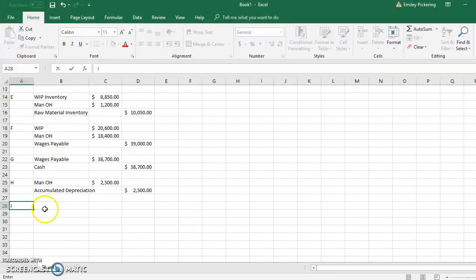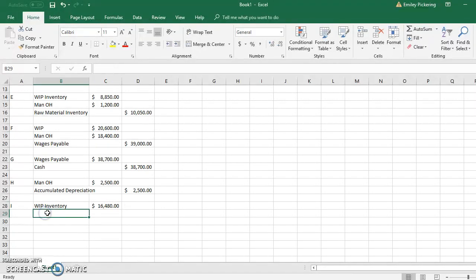So I'm going to take work in process inventory, and we said that was 16,480, and then manufacturing overhead 16,480. Okay, so let's take a look at the next one.